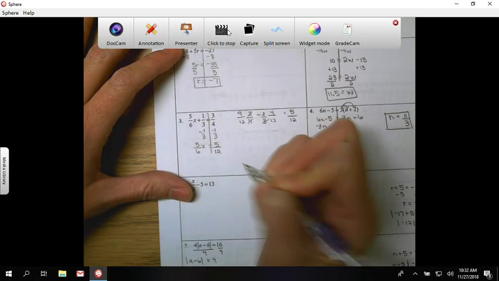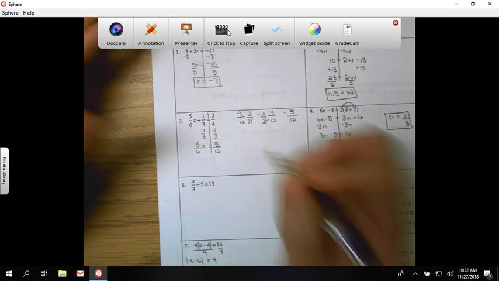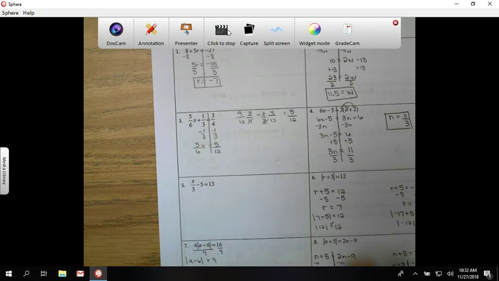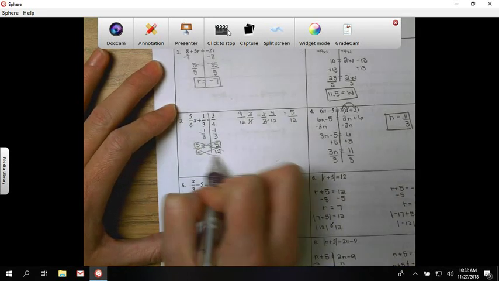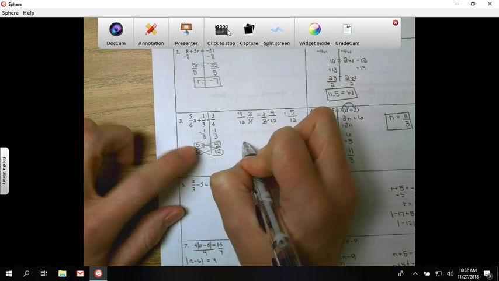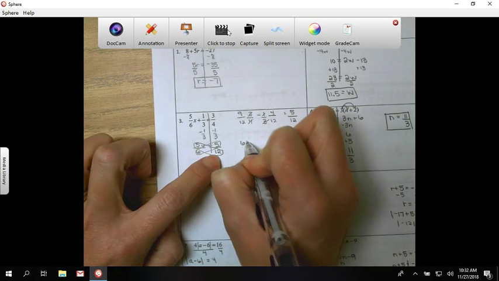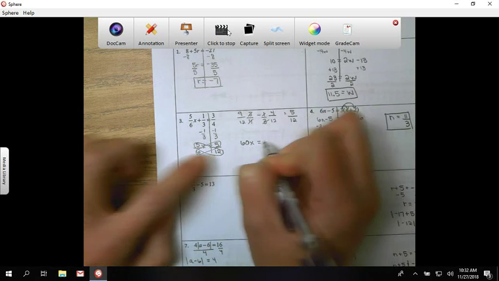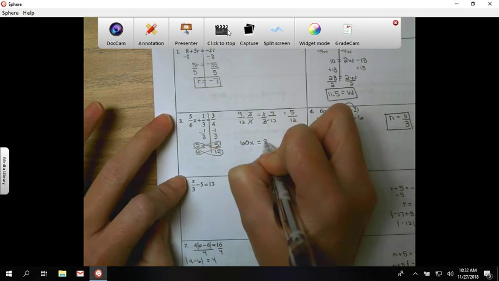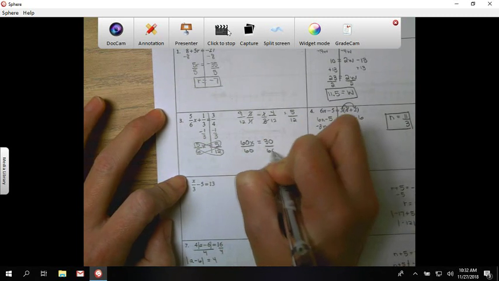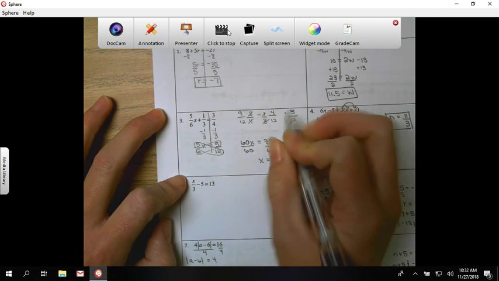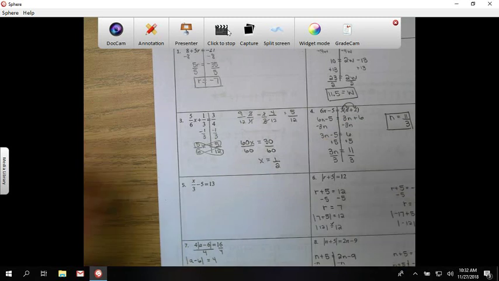5/12. Okay. From here, you can butterfly, cross multiply. So I get 5x times 12, which is going to give me 60x, and then I get 6 times 5, which is 30. To get x by itself, I'm going to divide by the 60. So x is 1/2. Okay.